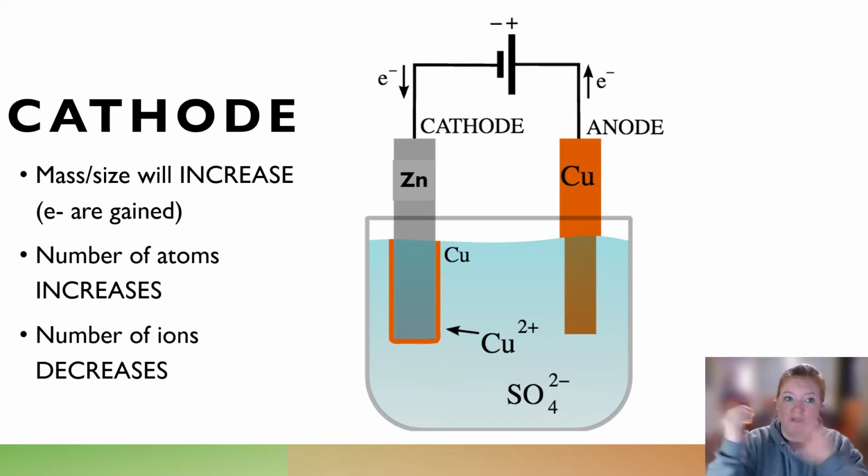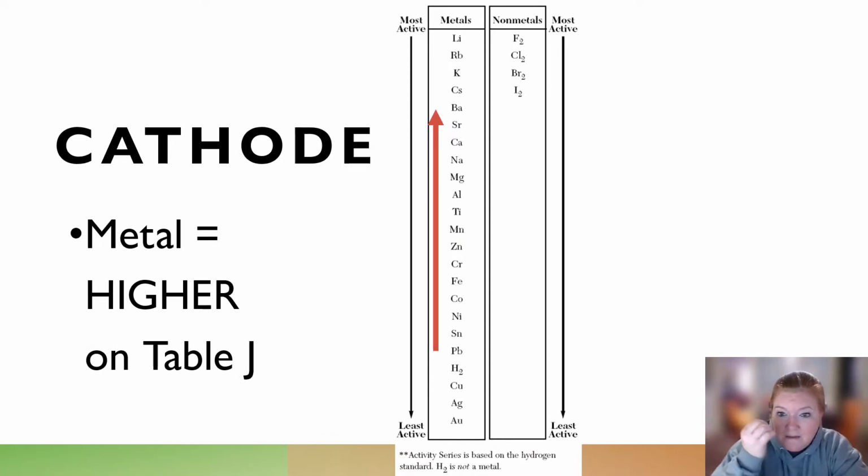Also in a cathode, because they're gaining electrons, the mass, the size will increase. So the number of atoms increases and the number of ions decreases. But normally, remember, the anode is higher, but because of the battery, it's switched. So the cathode is actually the higher metal on table J. It's going to make more sense when we do some examples.